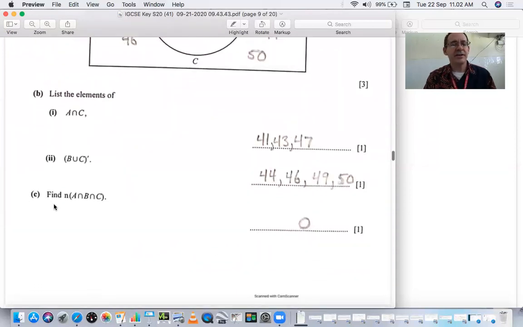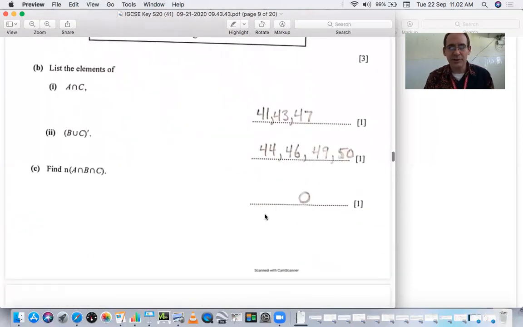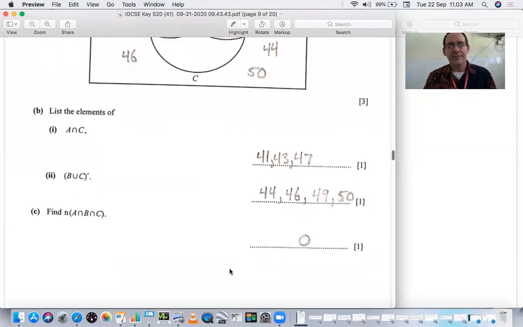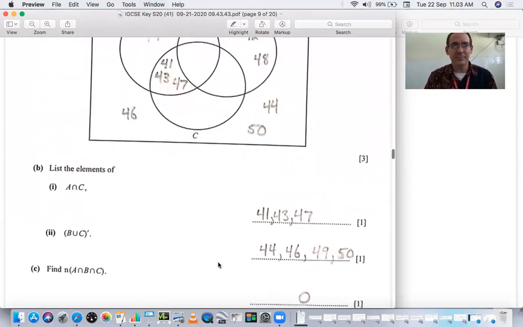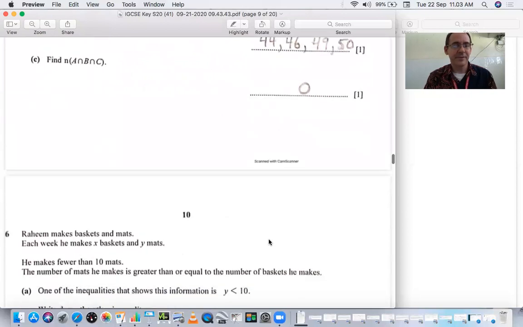And then for letter C is find the number of elements. N means the number, how many elements are at the intersection of A, B, and C. In other words, has to intersect all 3. And if you look right here in the middle, the intersection of A, B, and C, there's nothing there. So that's 0. Don't put null set. This is asking for the number, how many. So there are 0 numbers. They might accept null set, but we'll leave that to them.